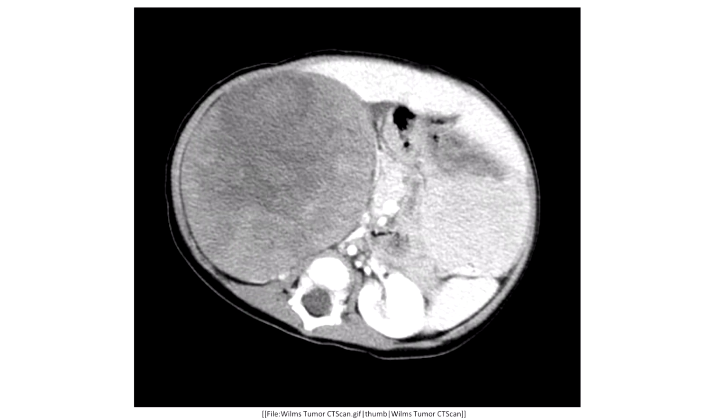This is a CT scan from a child with a large right-sided Wilms tumor. So this is the patient's right, this is the patient's left. And you can see the Wilms tumor right here, and compare that to the normal-sized left kidney.